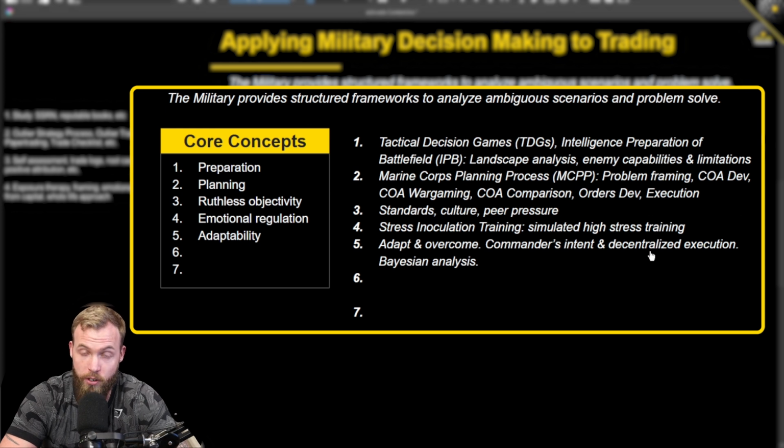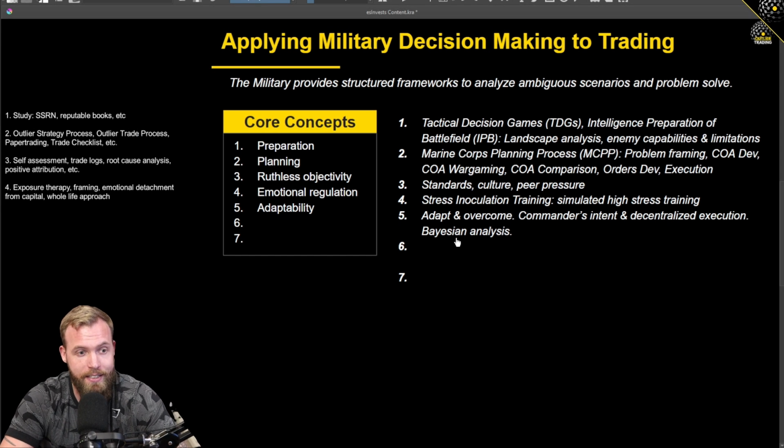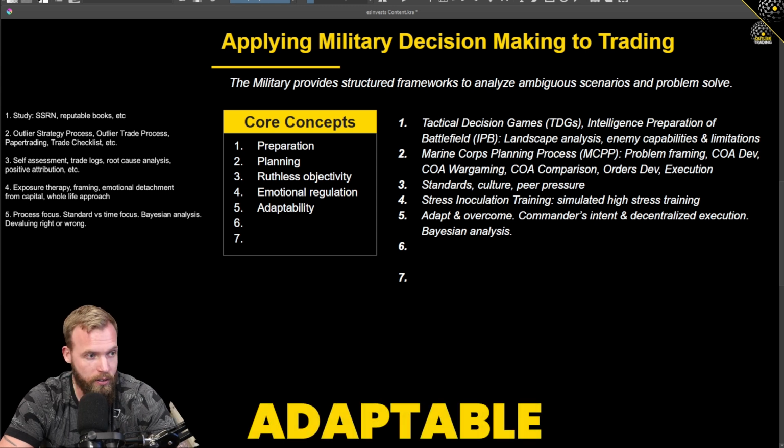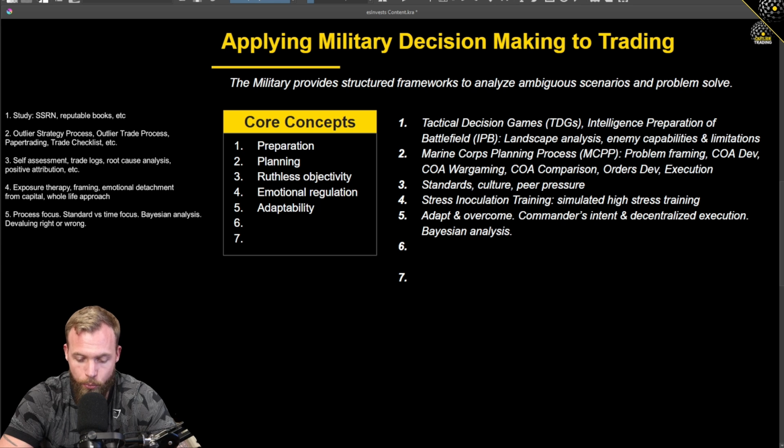Now, in the military and also as a trader, we need to adopt a Bayesian style of thinking. Bayesian analysis is where we update our understanding of things as new knowledge comes out. So one of the best possible ways you can be adaptable as a trader is you focus on the process and far less on the outcome. That's one of those really weird things that sounds like it means nothing, but it really is the way to find success long-term as a trader.